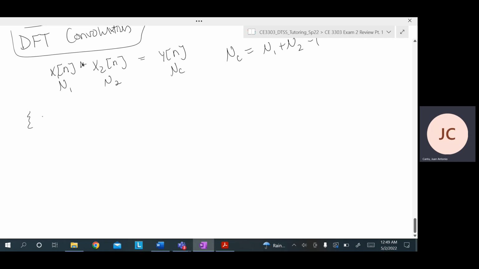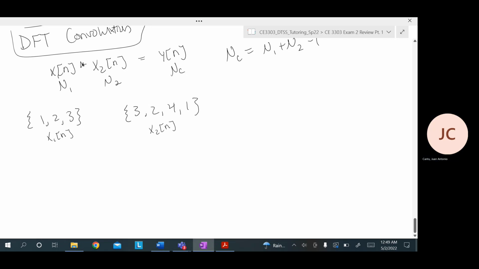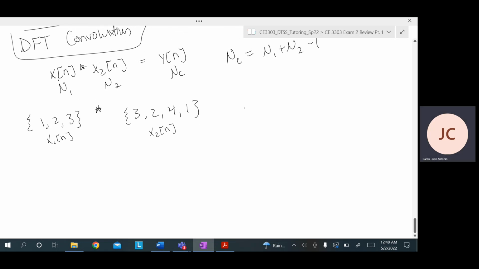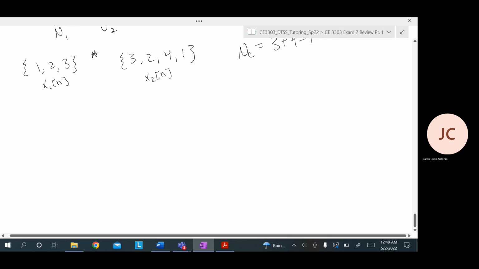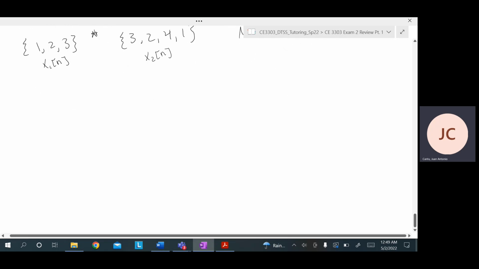So for instance, if I had 1, 2, 3, and I had 3, 2, 4, 1, this is x1 of n. This is x2 of n. If I convolve these two, that means the length of y of n is going to be 3 plus 4 minus 1, which is equal to 6. So the reason that's important with DFT is we need to do something called zero padding.